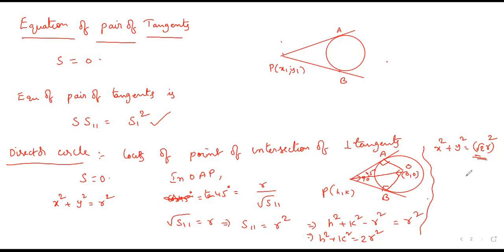The director circle is a concentric circle with the same center, but the radius is root 2 times the radius of the first circle. It means this point lies on a circle like this, with root 2 times the radius of the first circle. So this circle is called the director circle.